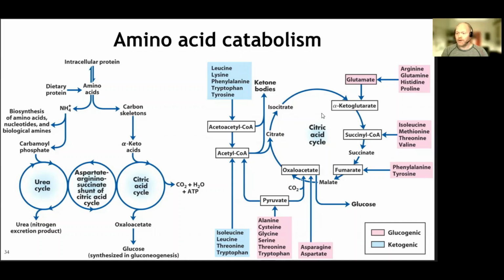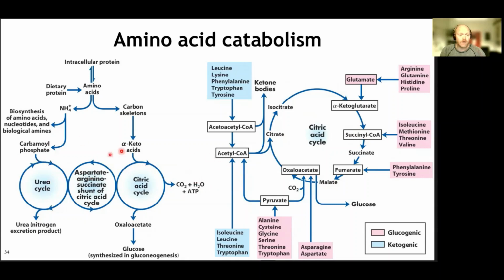The glucogenic pathway slots into the citric acid cycle, giving rise to glucose. This cycle is also connected to the urea cycle through the shunt, which can get rid of excess ammonia in the form of urea. So if you have a lot of amino acids, you can actually put them into the citric acid cycle, shifting out the nitrogen and putting it into the urea cycle so that you get rid of it. Now that was the glucogenic pathway.